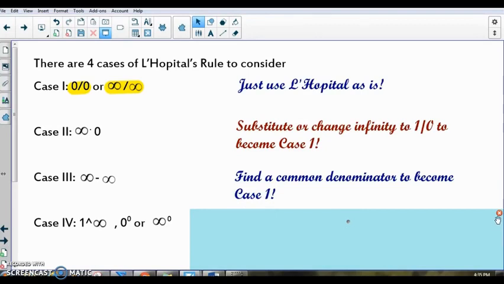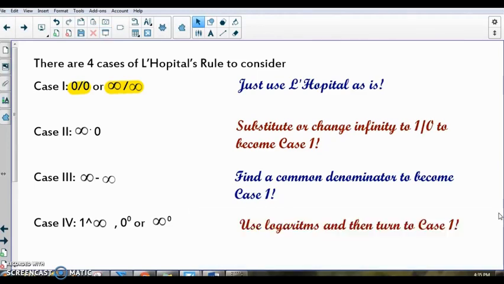And then finally, if you have something that is a power, so 1 to infinity, 0 to 0, or infinity to 0, and we're going to have a special case of this where you're going to use logarithms, kind of like logarithmic differentiation we did back in first semester, and then that'll turn it into case 1.